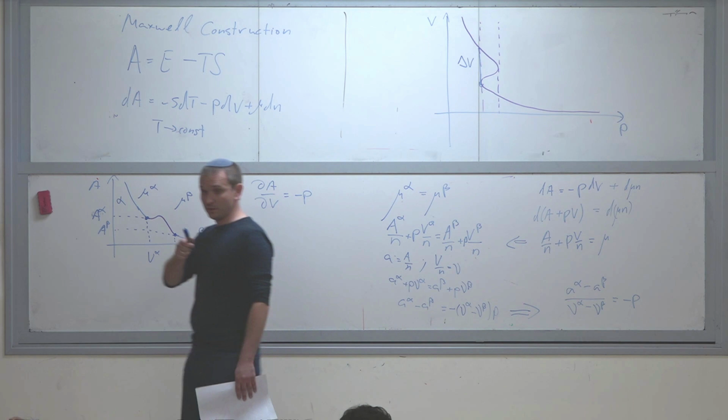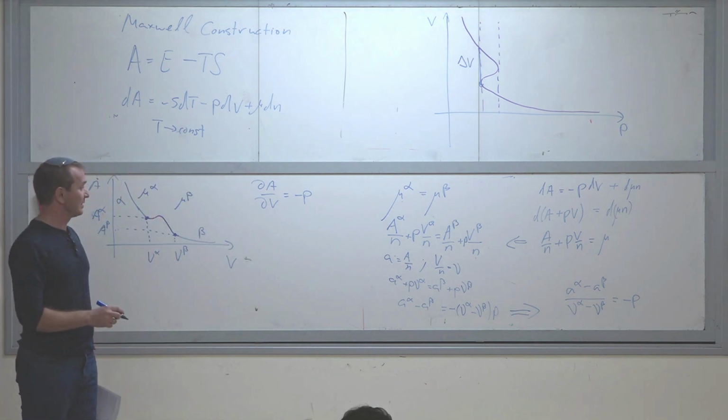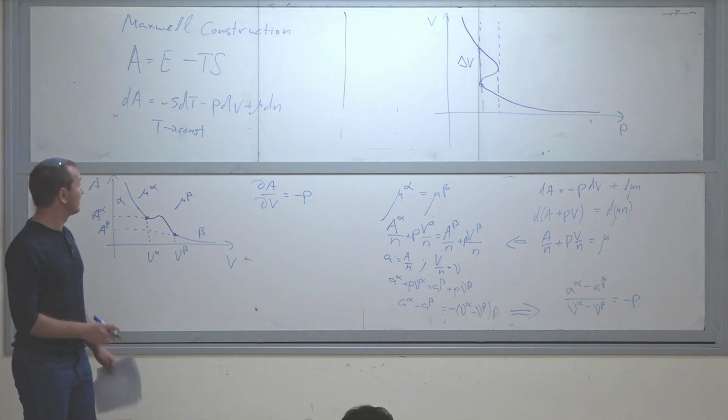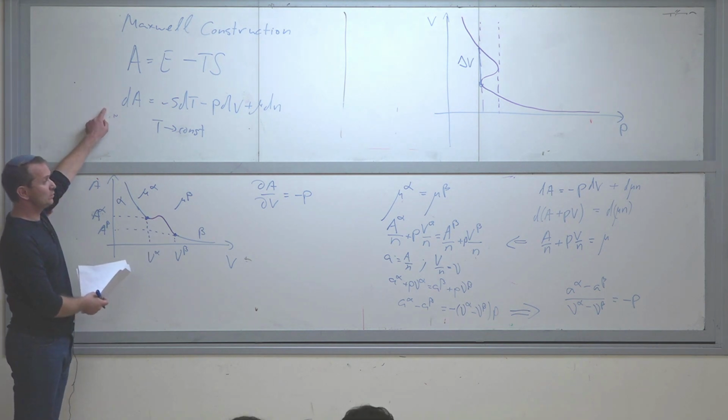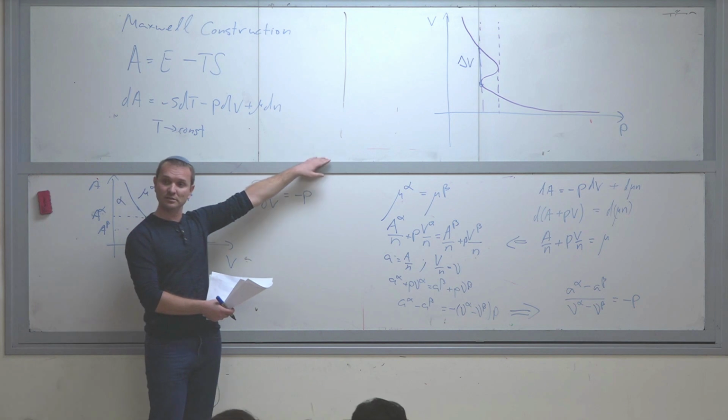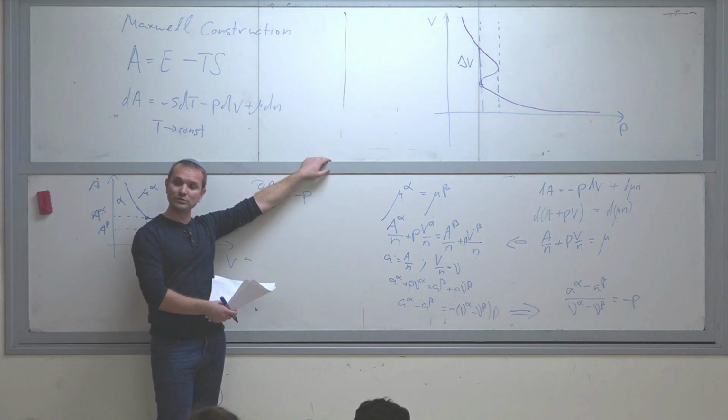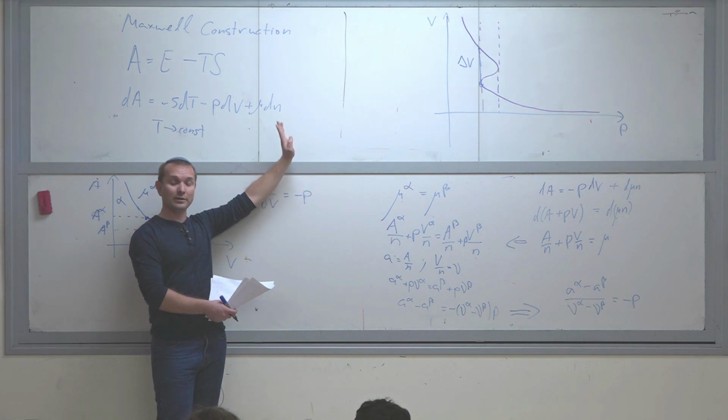Why did you say that dA is minus PdV plus mu n? This equation over here. But I said that mu is constant when going from one phase to another. N is also constant. I don't care.